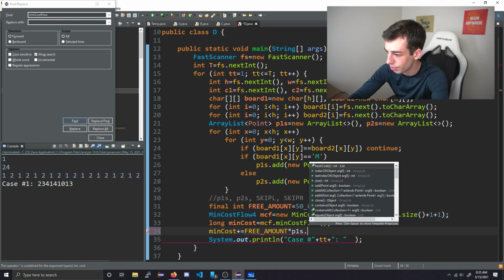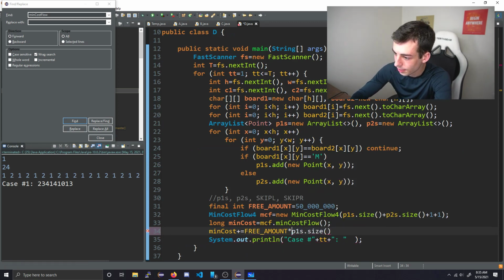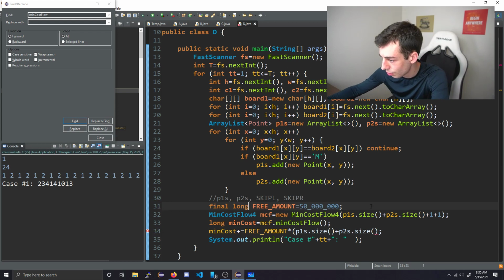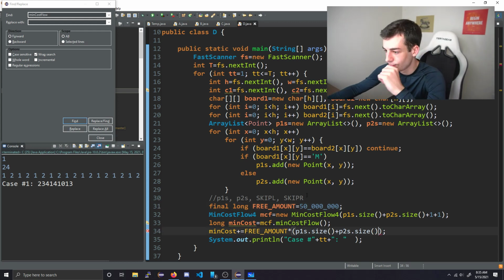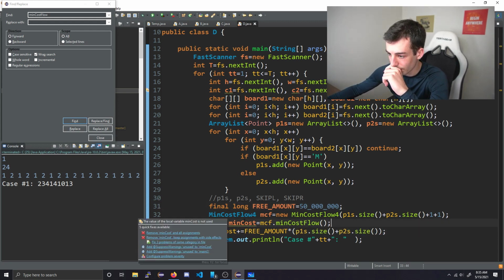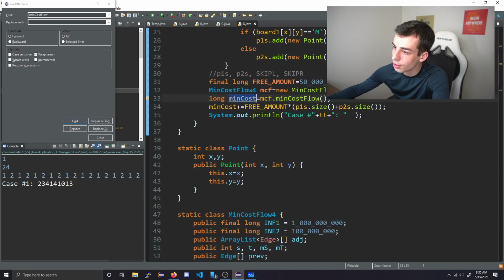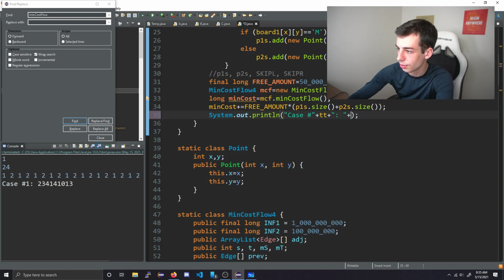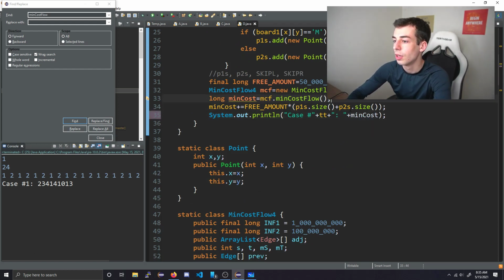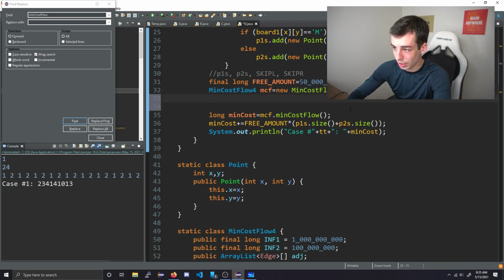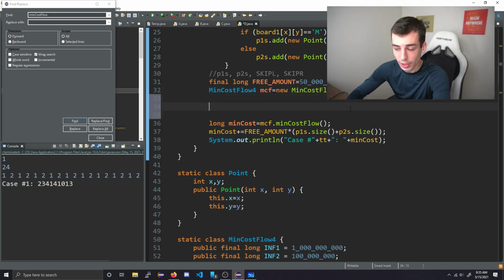So P1's dot size plus P2's dot size. This can be a long, I guess. Sure. Okay, that should be fine. Okay. Min cost is this. Yep. Plus min cost. Okay, now we just need to build our graph. Yeah. Yep.